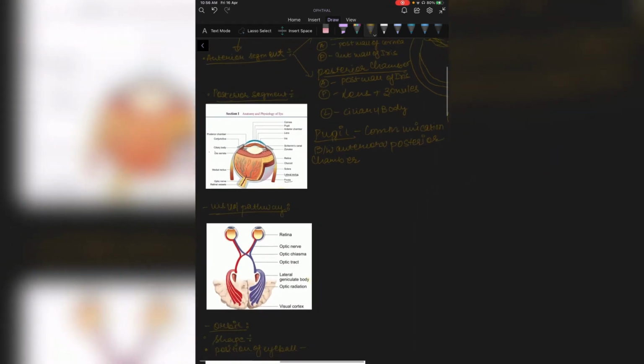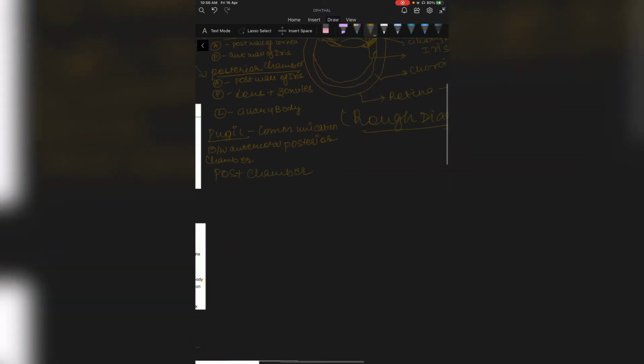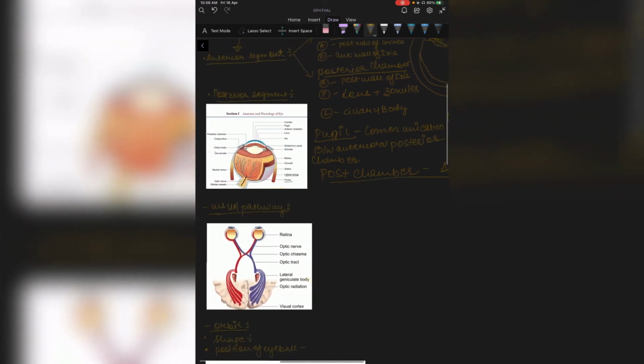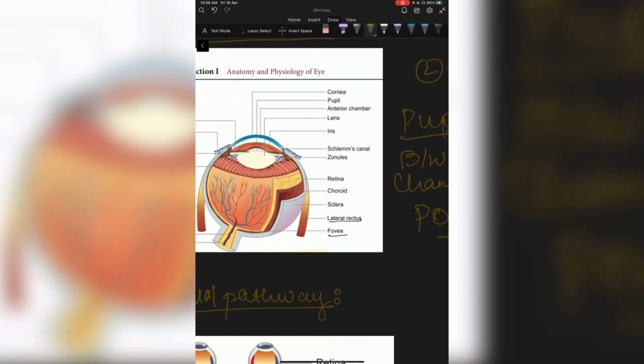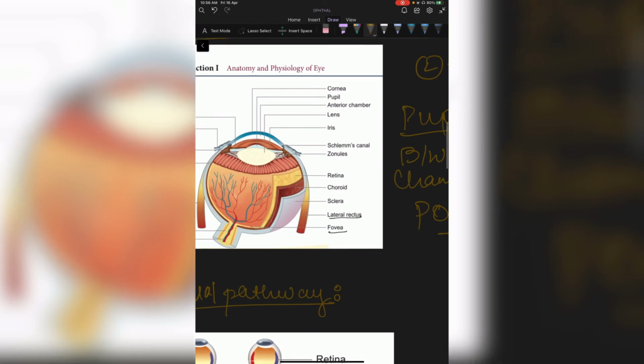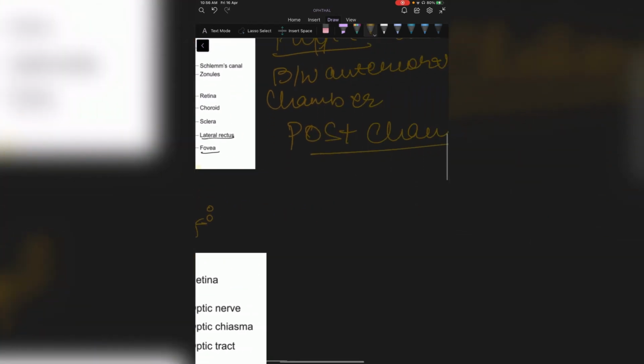And now the posterior chamber is triangular in shape. We can see it here. If we just omit the pupil, this goes around like this, so it is somewhat triangular in shape. Then we have something to say about the anterior chamber.